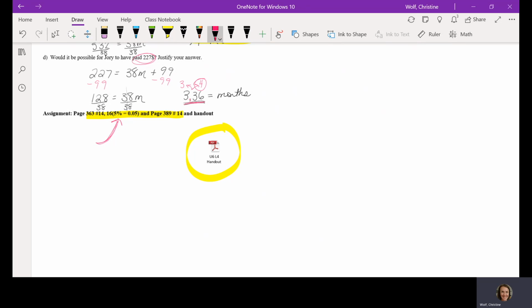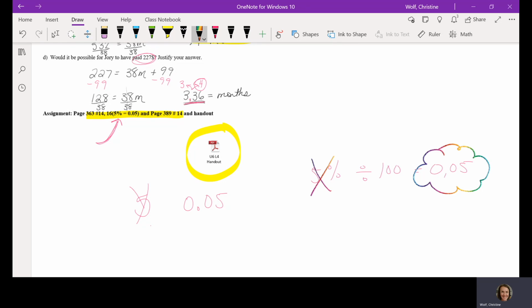When you plug that into your equation, you do not plug 5 into the equation. When we're talking about percentages, we have to change that to a decimal. So whenever it gives you a percentage like 5%, what you do is you divide that by 100. And that gives you the decimal value. And this is what you use in your equation, not the 5.